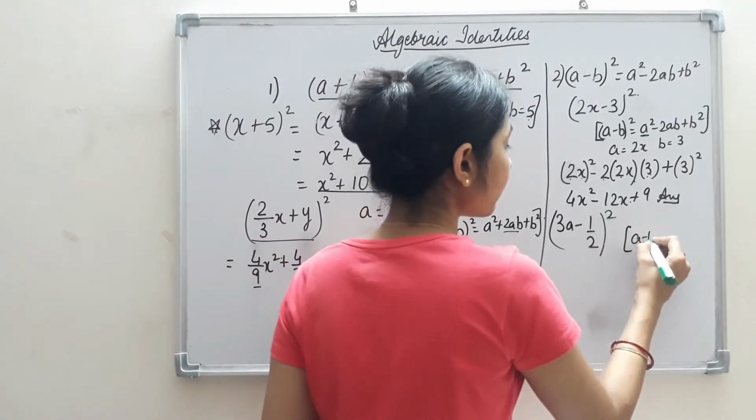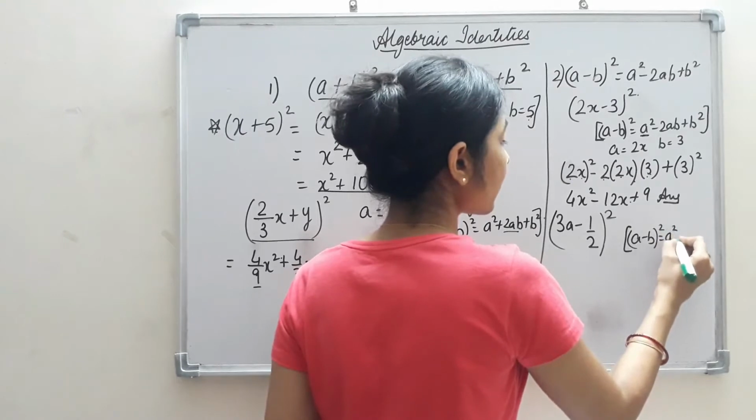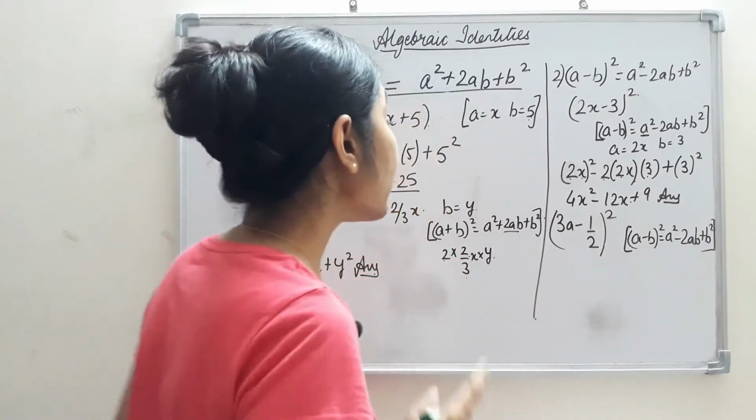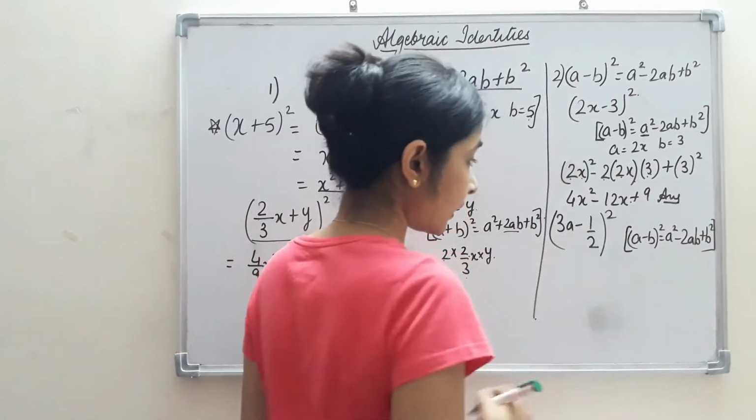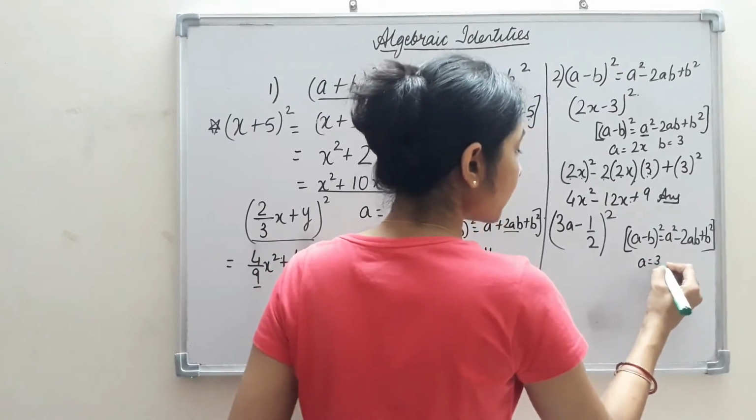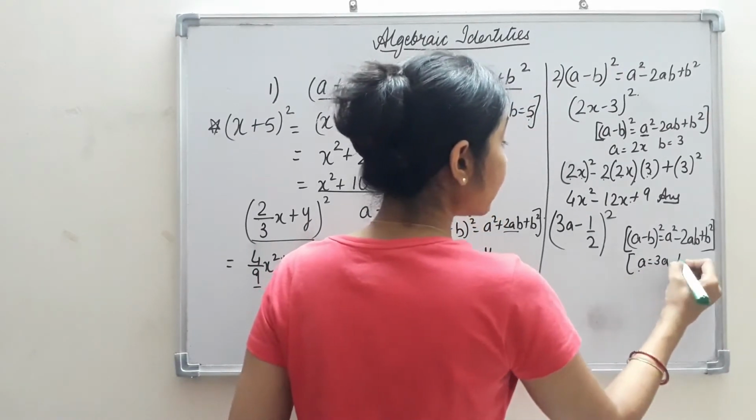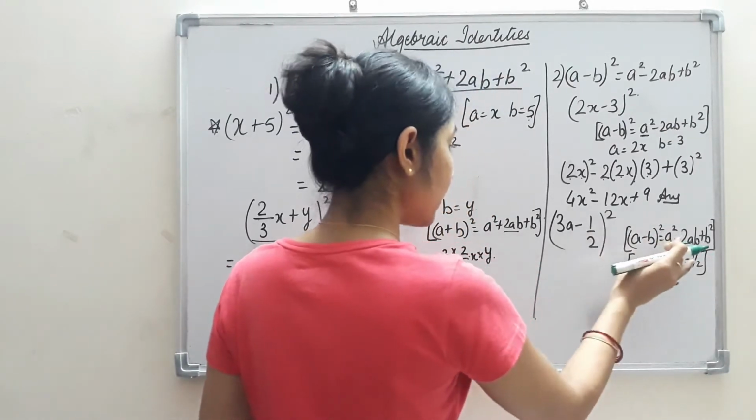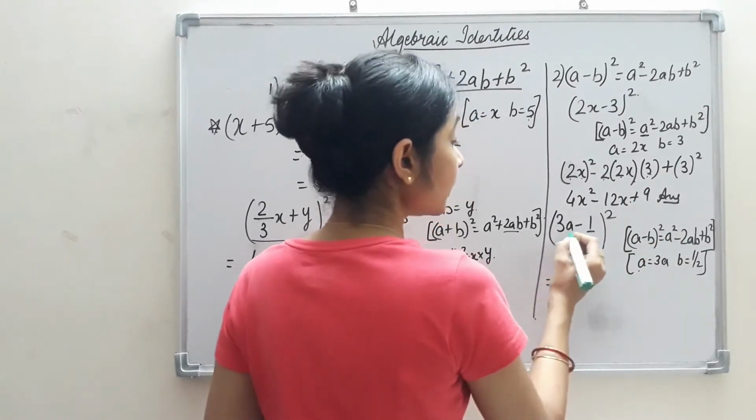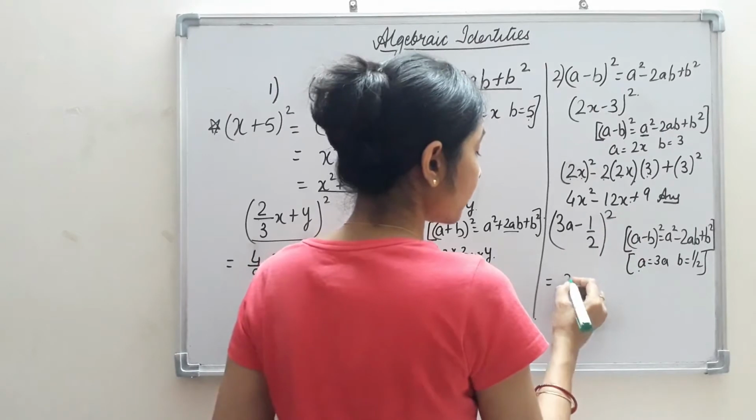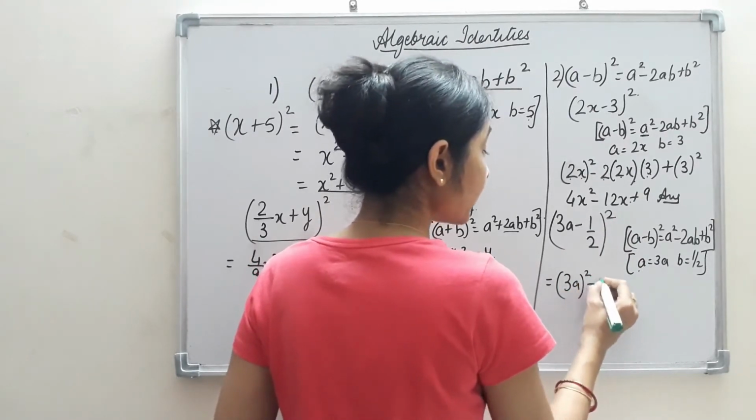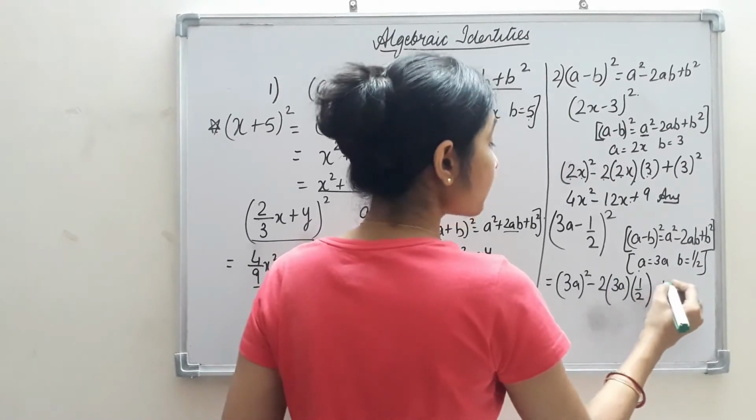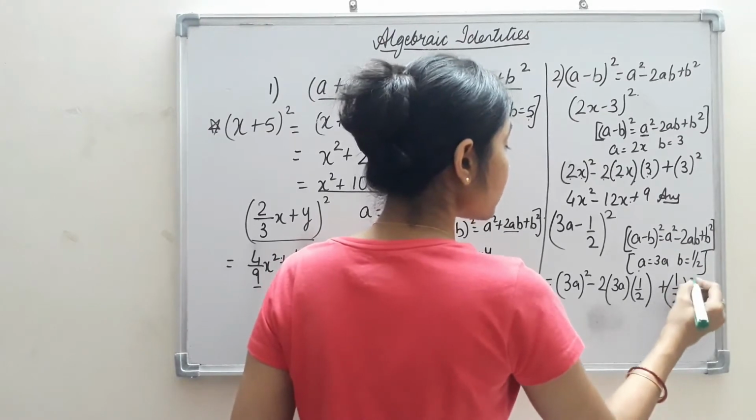Again using the identity, a minus b whole square is equal to a square minus 2ab plus b square. Okay, so what is a here? The value of a here is equal to 3a. Okay, and the value of b is 1 upon 2. Now putting these values in the identity, what do we get here? 3a minus 1 upon 2 whole square is equal to 3a the whole square minus 2 into 3a multiplied by 1 upon 2 plus b square, that means 1 upon 2 the whole square.